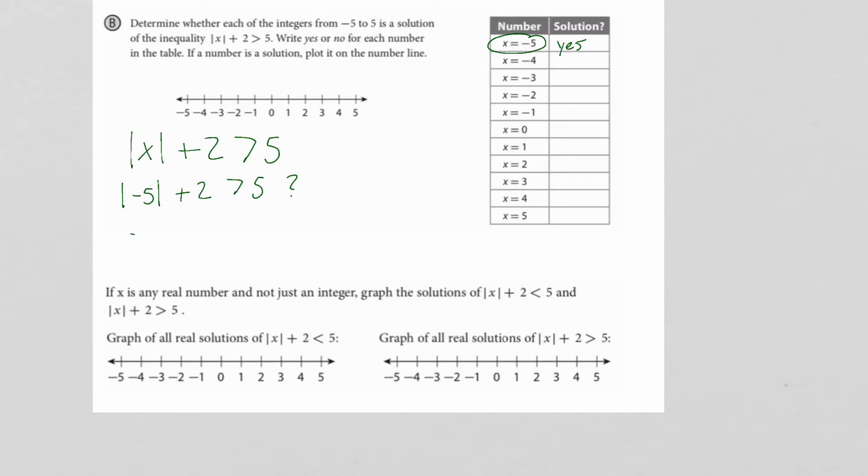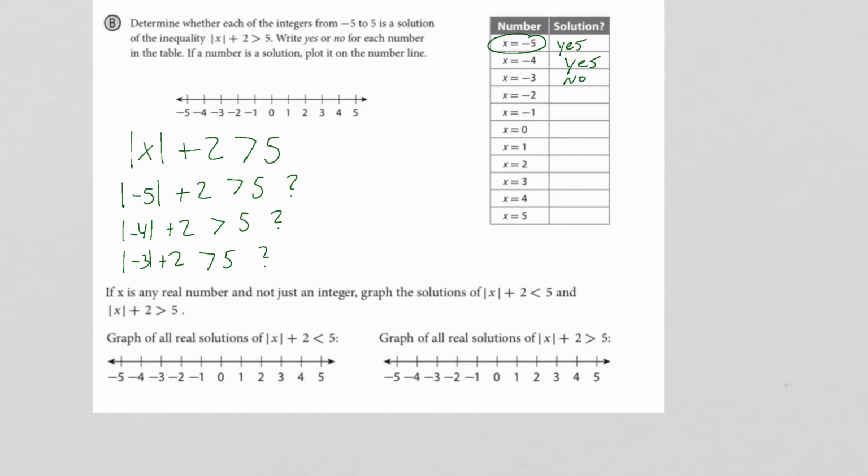What about negative 4? Well, that's going to be 4 plus 2. Is 4 plus 2 bigger than 5? And the answer is yes. How about negative 3? Is that bigger than 5? And right here we're going to get a no.